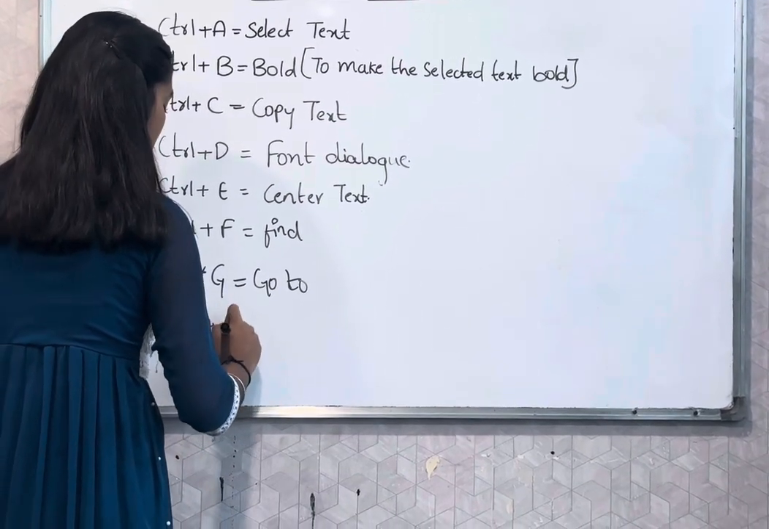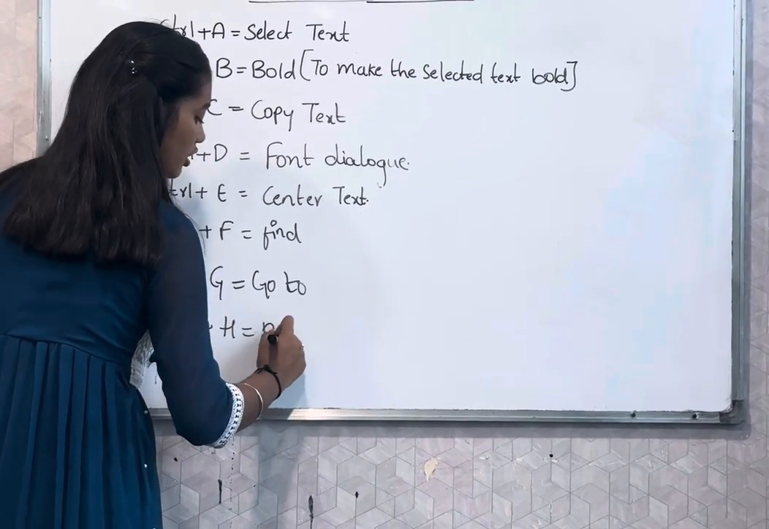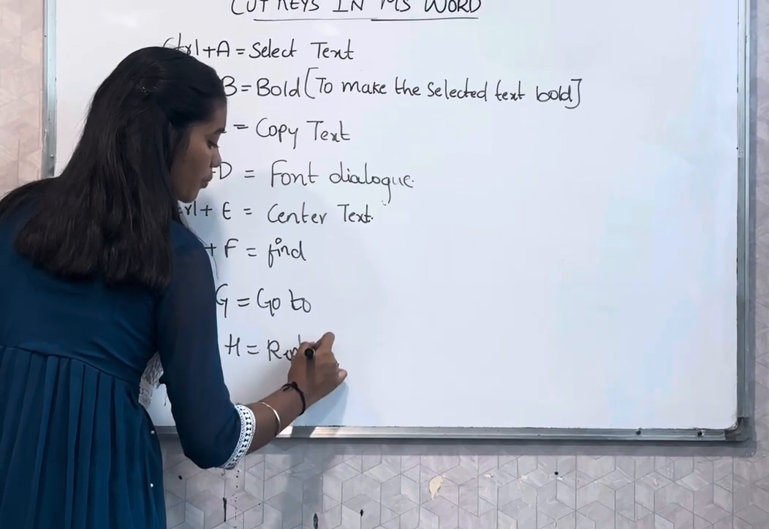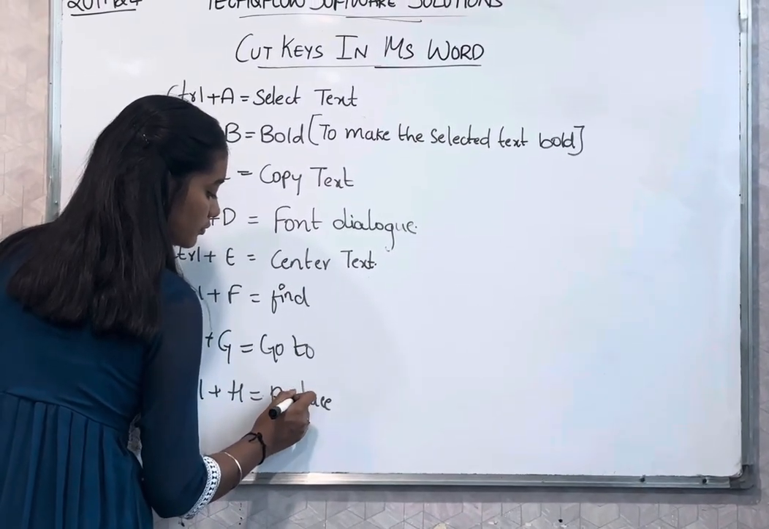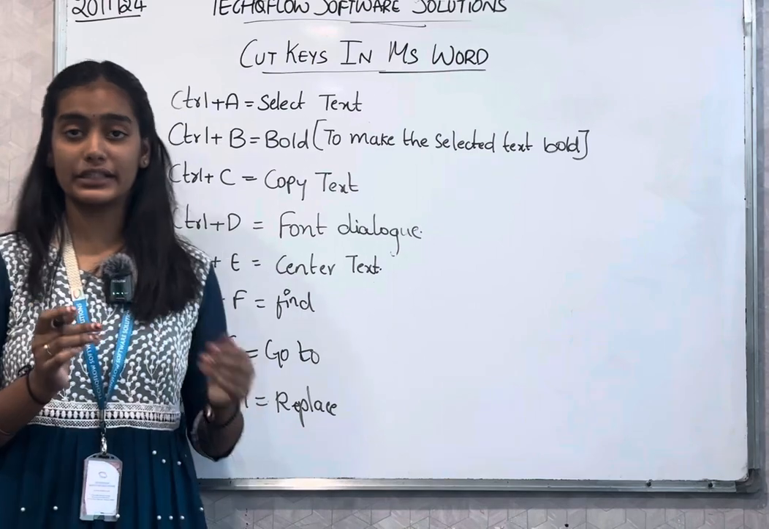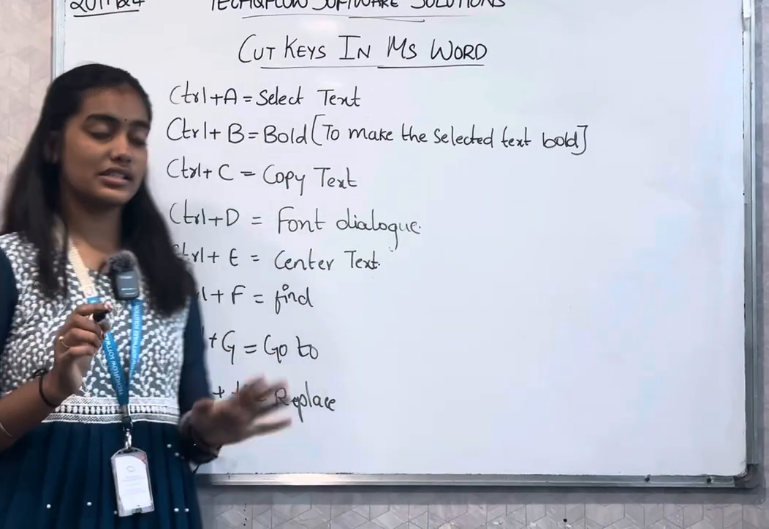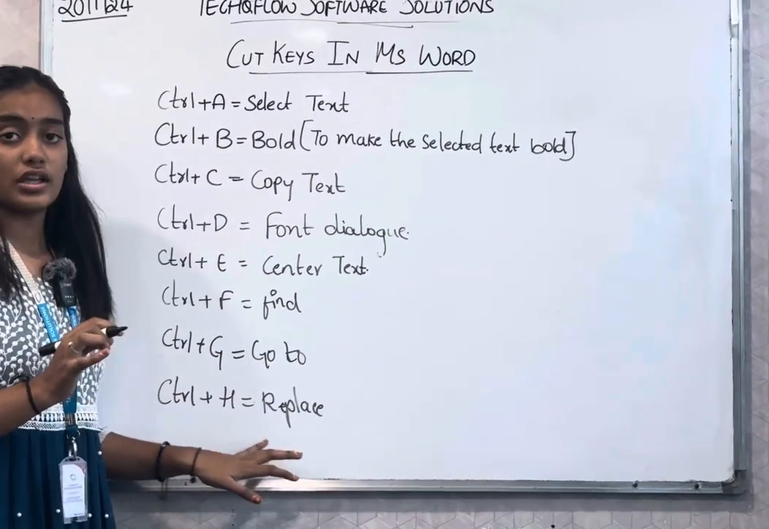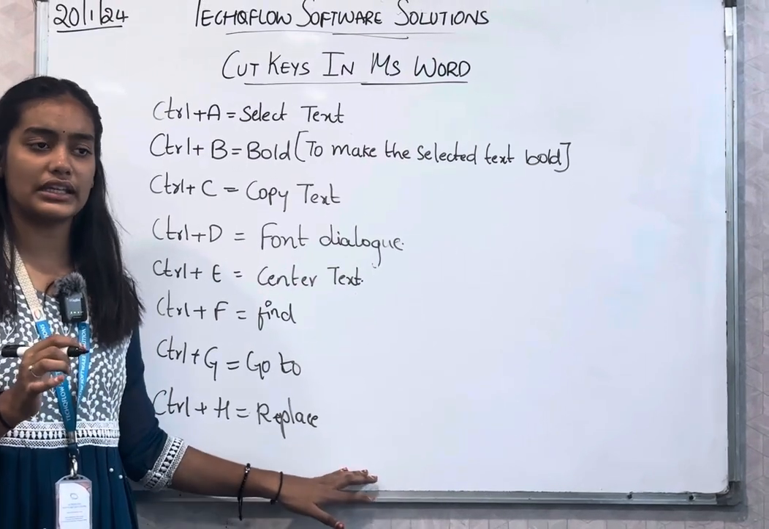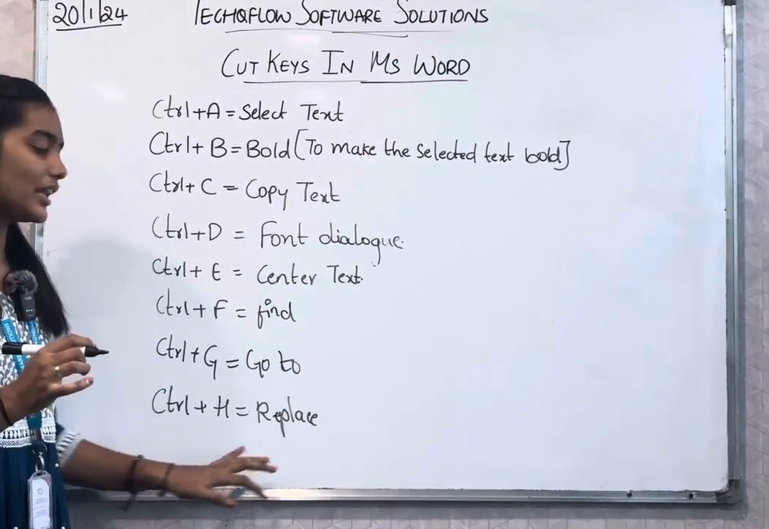Ctrl plus H equals replace. Okay. If you want to replace a text with another text, just press Ctrl plus H. Then your text will be replaced. Anything, a text or object, will be replaced.